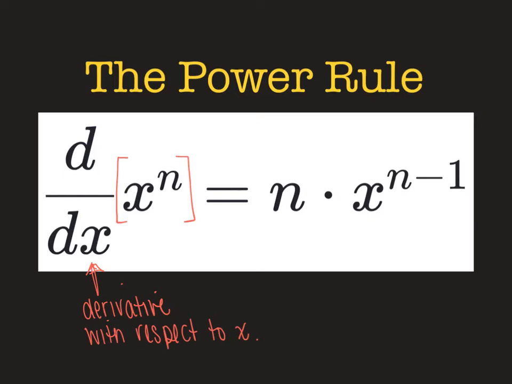So a quick tiny little example of this would be if we needed to find the derivative of x to the 7th. That means I'm going to take my 7 to the front, and then subtract 1 from my exponent. So this is really going to be 7x to the 6th, and that would be our solution there.